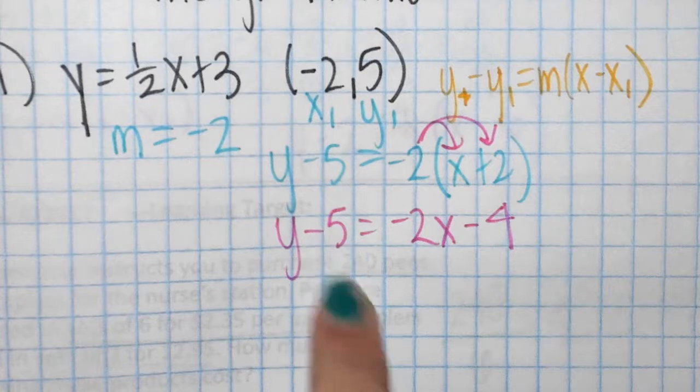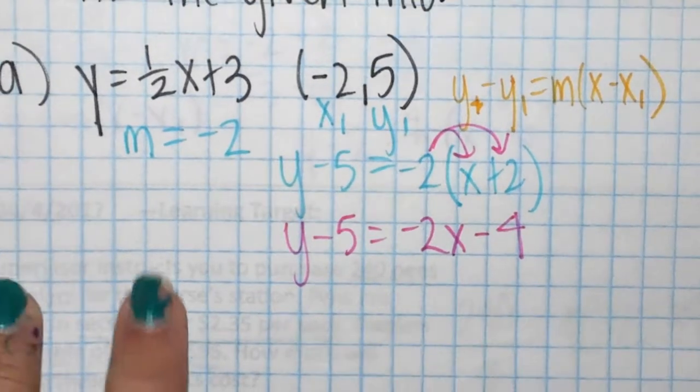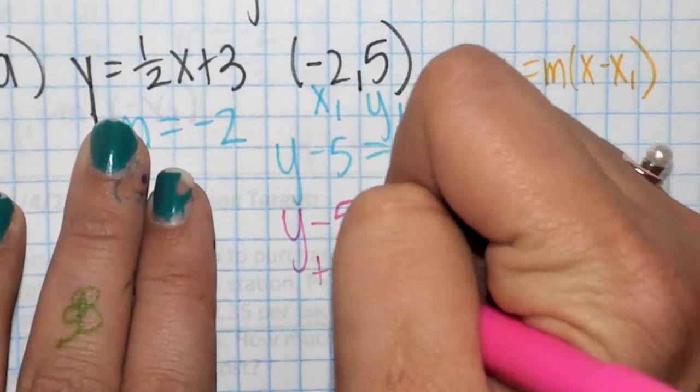Now, how do we move this negative 5 over here? Plus 5. Plus 5. Plus 5.